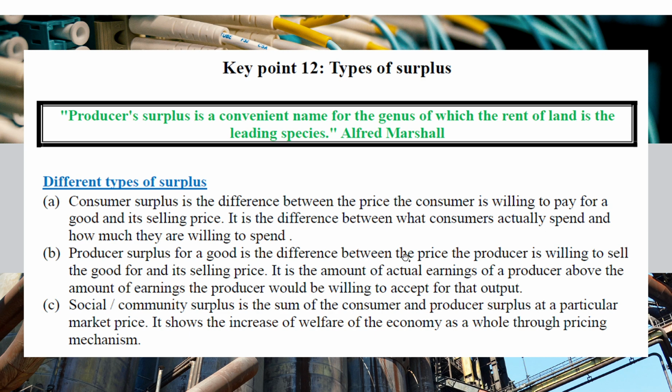Producer surplus is the opposite. Producer surplus is the difference between the price the producer is willing to sell at, which is lower, and the selling price, which is higher. So it is the actual earning of the producer at the market price above the amount the producer is willing to accept, the supply curve. And these two added together is the social surplus, just the sum of the consumer surplus and producer surplus. I'll show you the diagram and you will understand it easily.